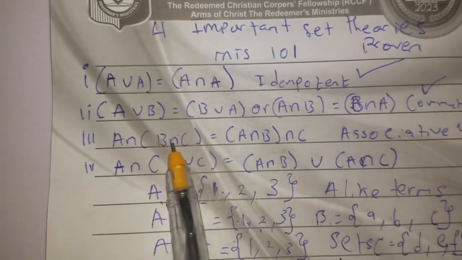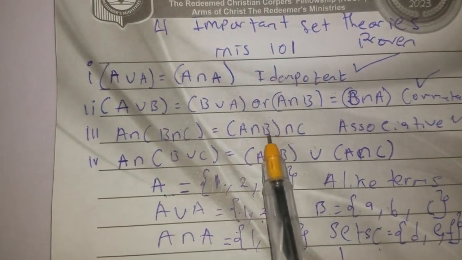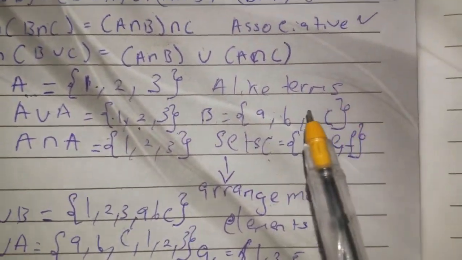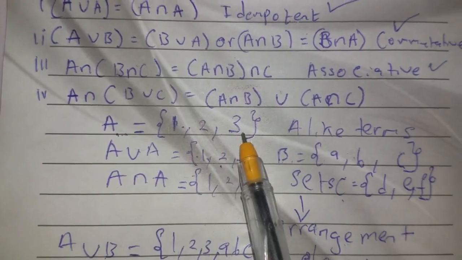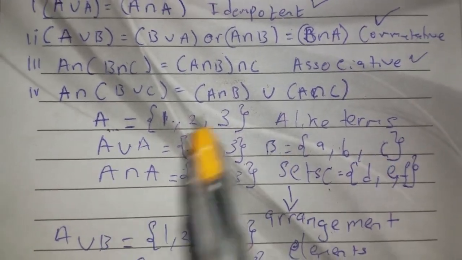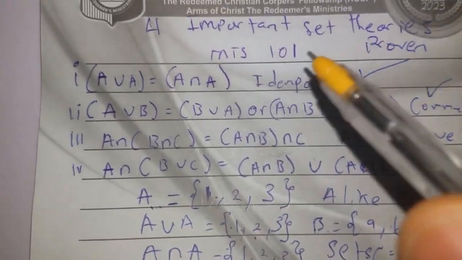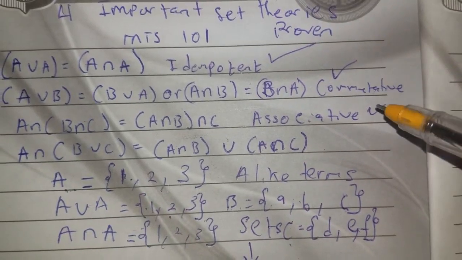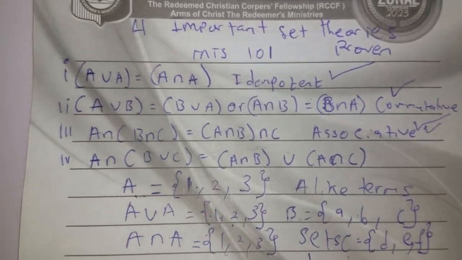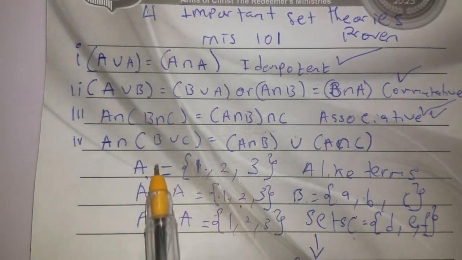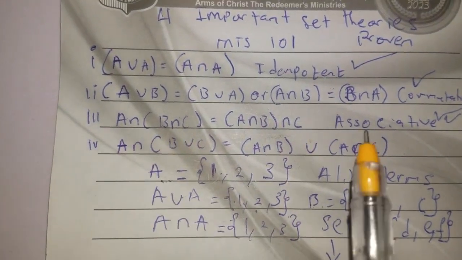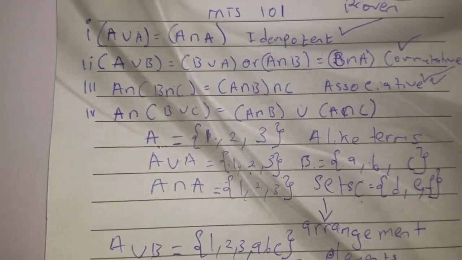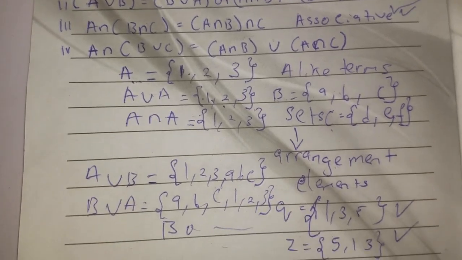Now let us see if this also gives us a null set, should we? Let us look at the elements in A: 1, 2, 3, A, B, C. It's also a null set, which means that this law has also been proven. You do the same thing for the union of this, you will also get it. Alright? So let us move to the fourth law.